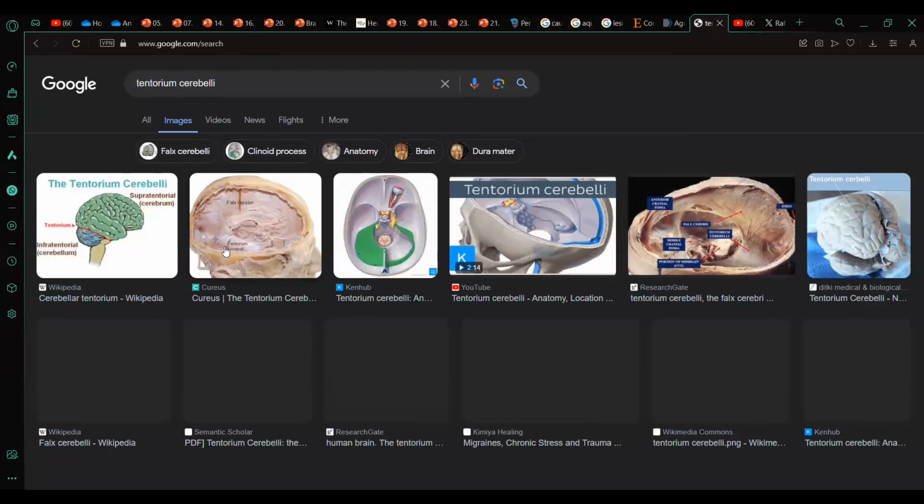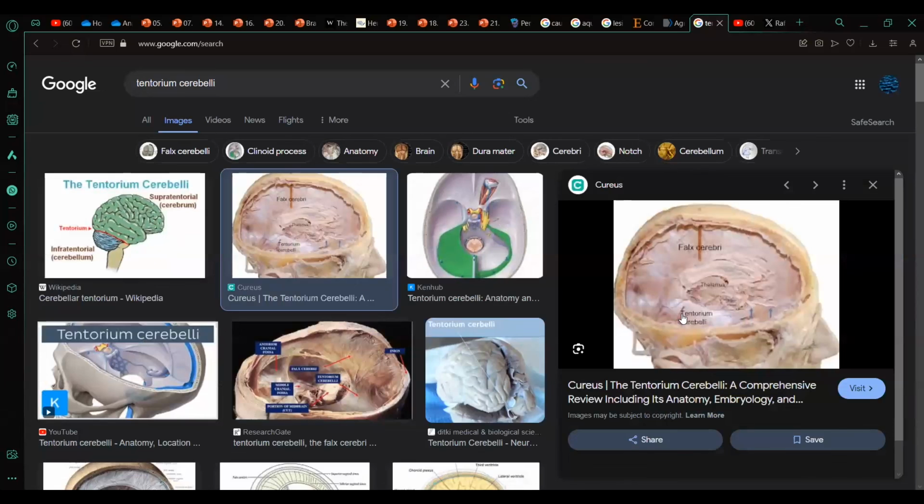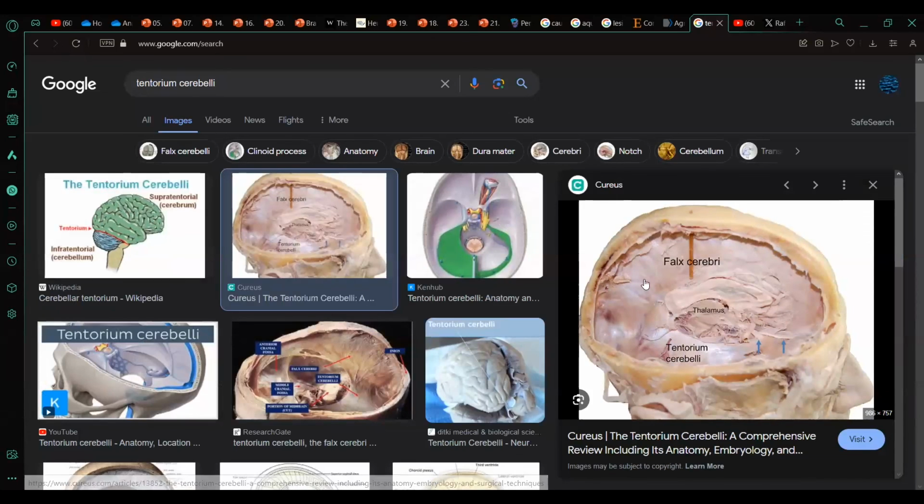So here we have the falx cerebri, which is the one that separates the two sides. Then we have the tentorium cerebelli, which separates the cerebrum from the cerebellum. All right.